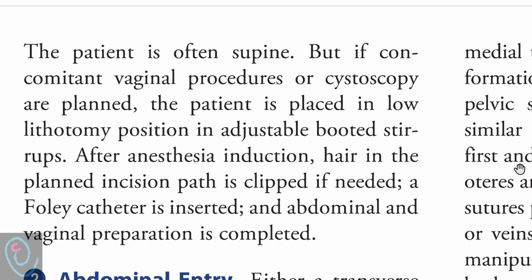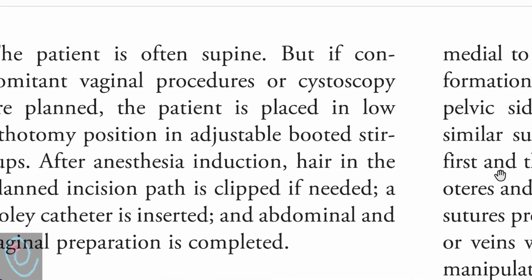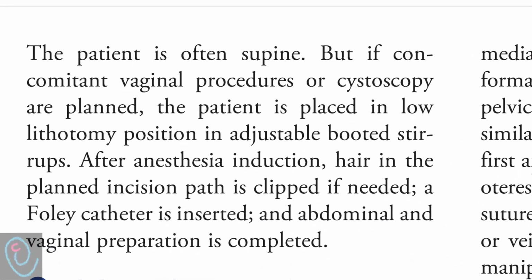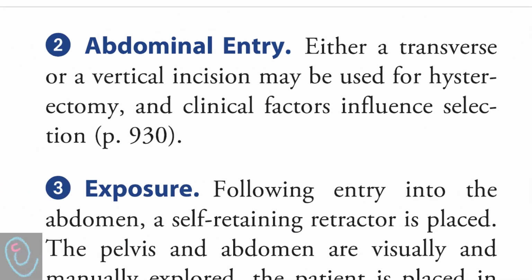Regarding position, the patient is often supine. However, if concomitant vaginal procedure or cystoscopy are planned, the patient is placed in low lithotomy position. After anesthesia, hair clipping in the path of the planned incision if required, Foley catheter is inserted, abdominal and vaginal preparations are completed. Number 2. Abdominal entry.